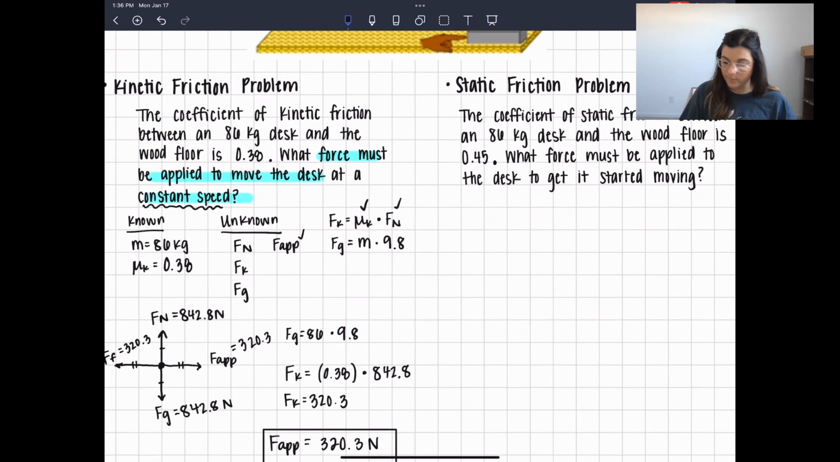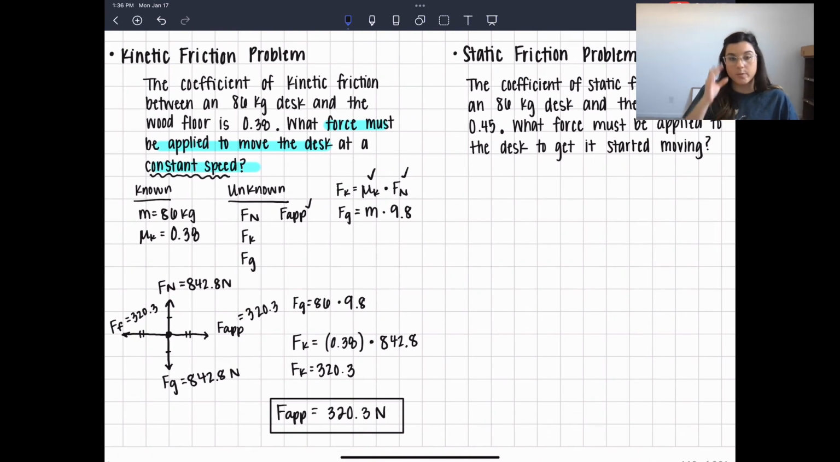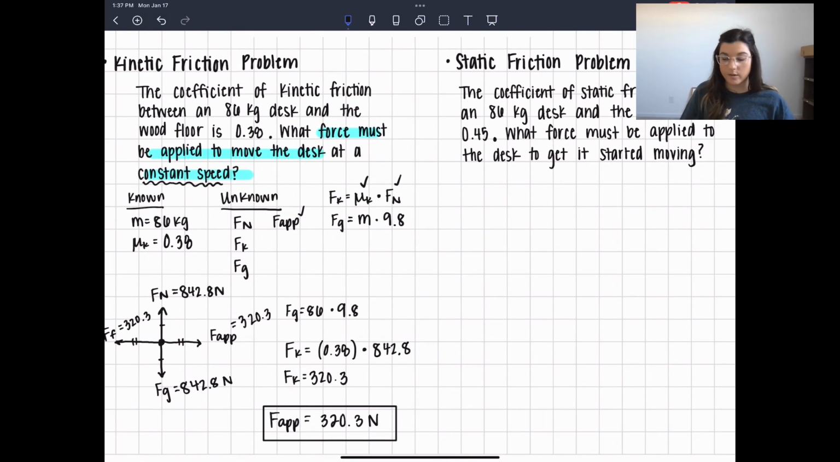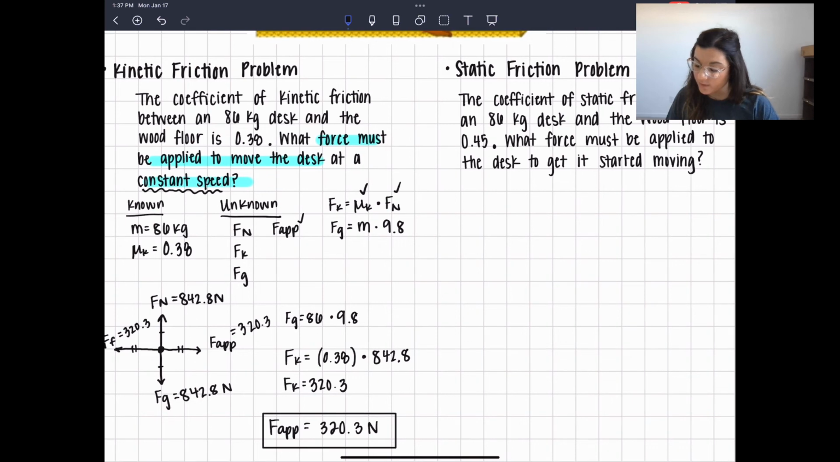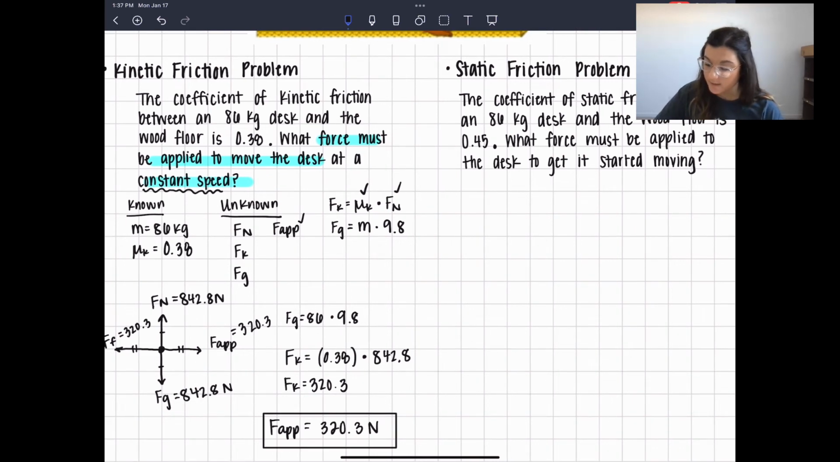Awesome. Okay, so that was one problem using kinetic friction. Let's do another problem using static friction. The coefficient of static friction between an 86 kilogram desk and the wood floor is 0.45. What force must be applied to get the desk to start moving?